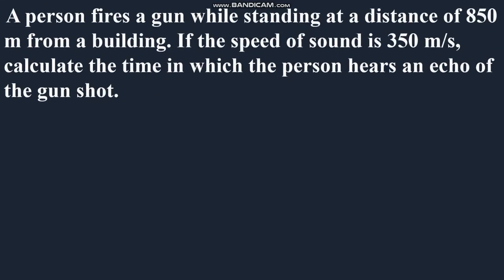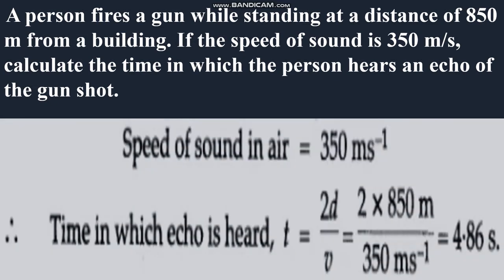A person fires a gun while standing at a distance of 850 meter from a building. That means the distance between the gun and the building is 850 meter. If the speed of sound is 350 meter per second, calculate the time in which the person hears an echo of the gun shot. You simply need to calculate the time. So we need to change the subject.